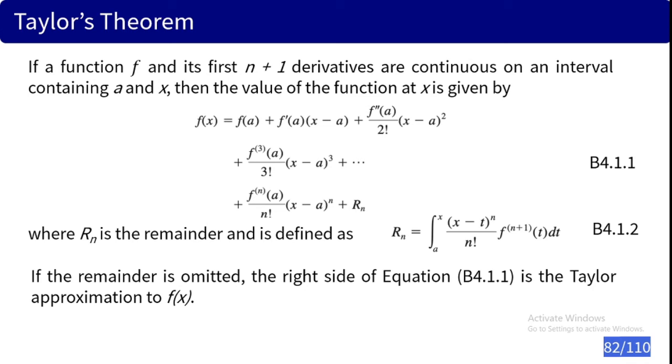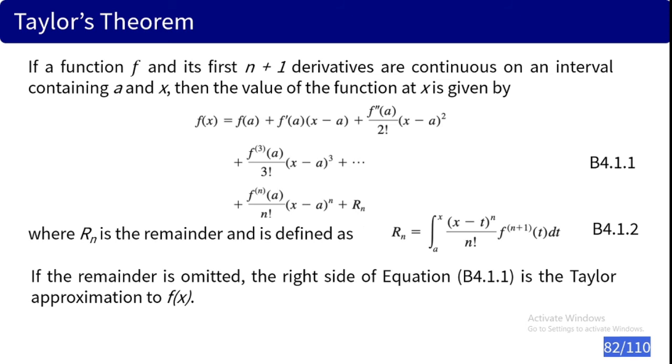Okay. Let's take note that if we omit the remainder, or the term R sub n, in B4.1, the right side of equation B4.1.1 is the Taylor approximation to f of x. So the value of f of x is approximately the value of this equation minus the value of the remainder. Okay.